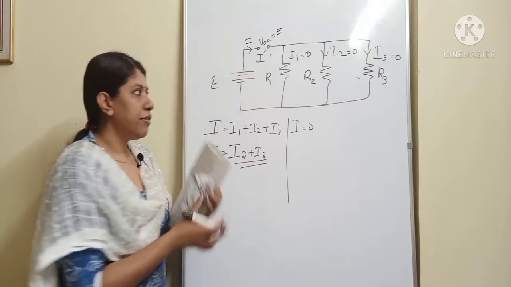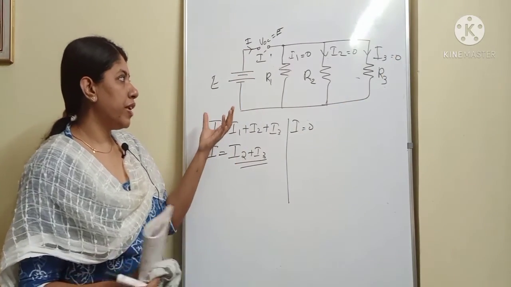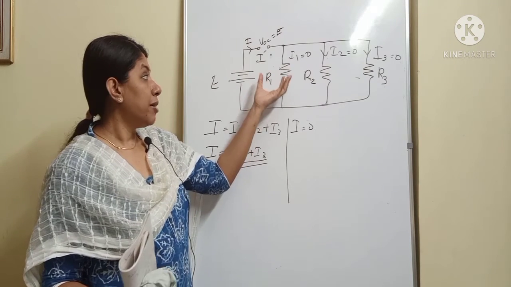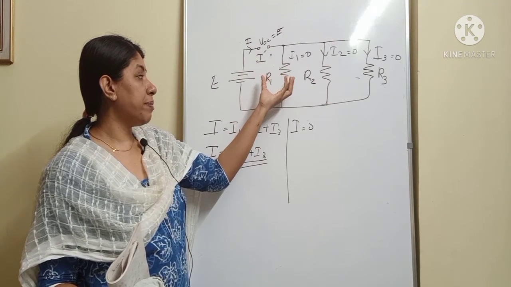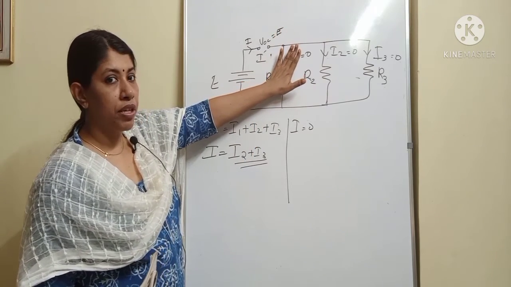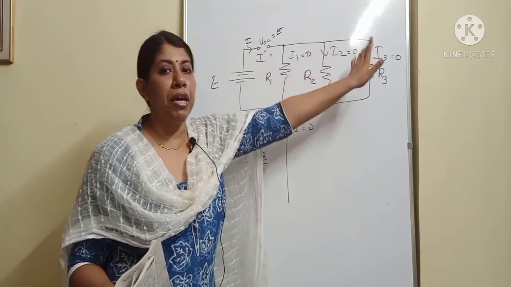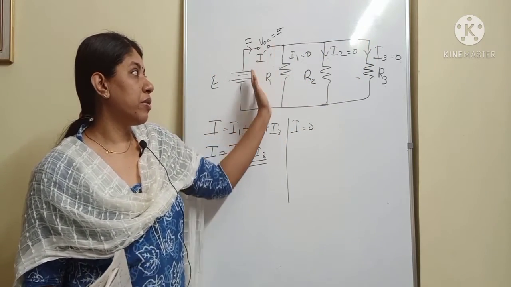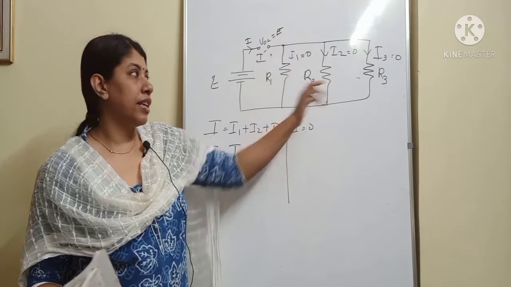Whenever an open circuit happens in the series circuit, the entire current will become 0. But here, if an open circuit appears in any one of the parallel branches, the current will not flow through that particular branch, but it will flow through the other parallel branches. That is the main difference between an open circuit in a series connection and in a parallel connection.